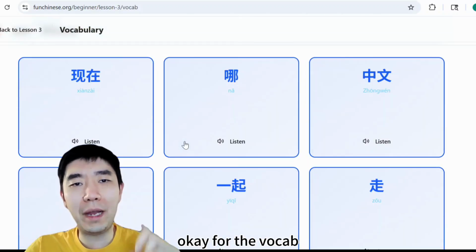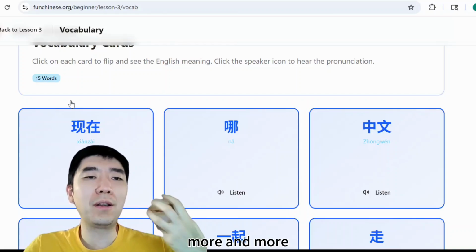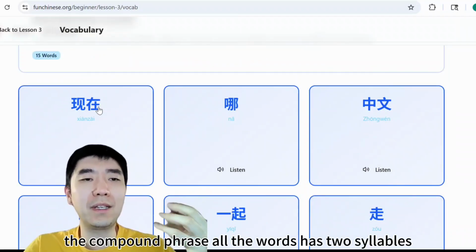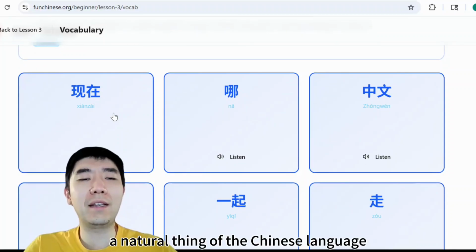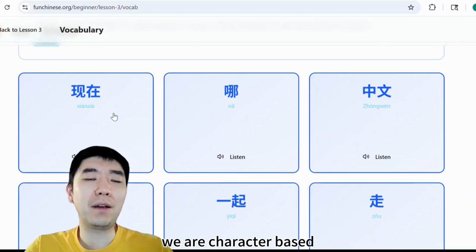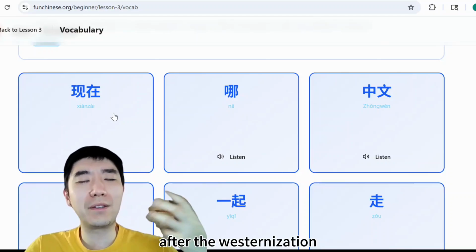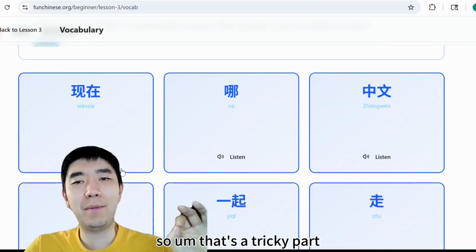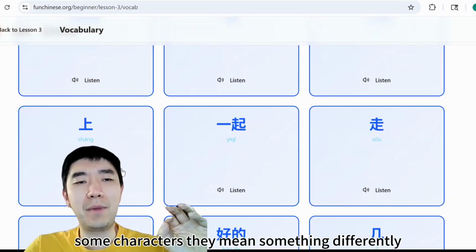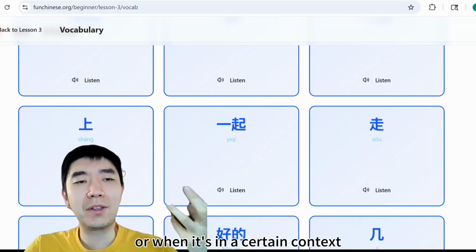Okay, for the vocab. Starting from lesson 3, you start to see more and more compound phrases, with words that have 2 syllables. That's a natural thing in the Chinese language. We are character based, but we also have a lot of words, after the westernization of the grammar system. So that's the tricky part. You will see some characters mean something different by themselves or in a certain context.